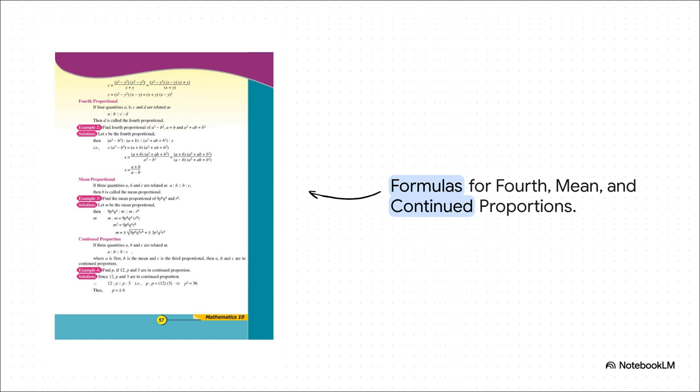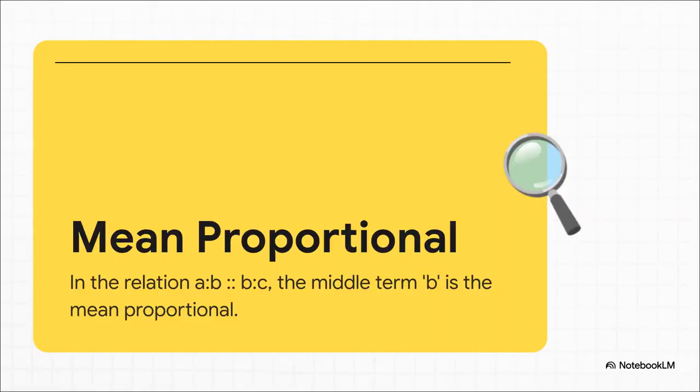Extremes equals means. However, if we only have three quantities to work with, we relate them as A is to B, as B is to C. Notice how the middle term B repeats. This repeating middle term acts as a sort of structural bridge between A and C, and it is officially called the mean proportional. Because our rule of extremes equaling means still applies, b times b, which is b squared, equals a times c.